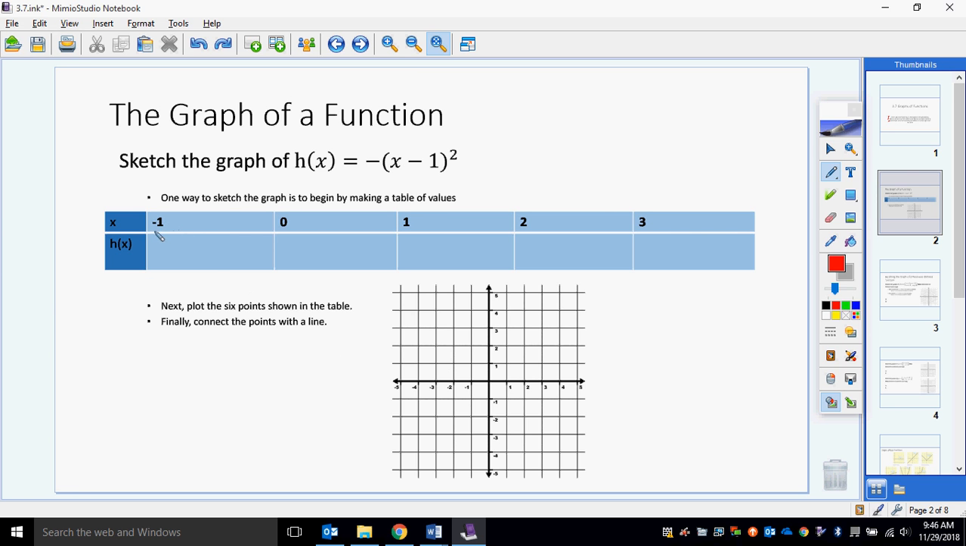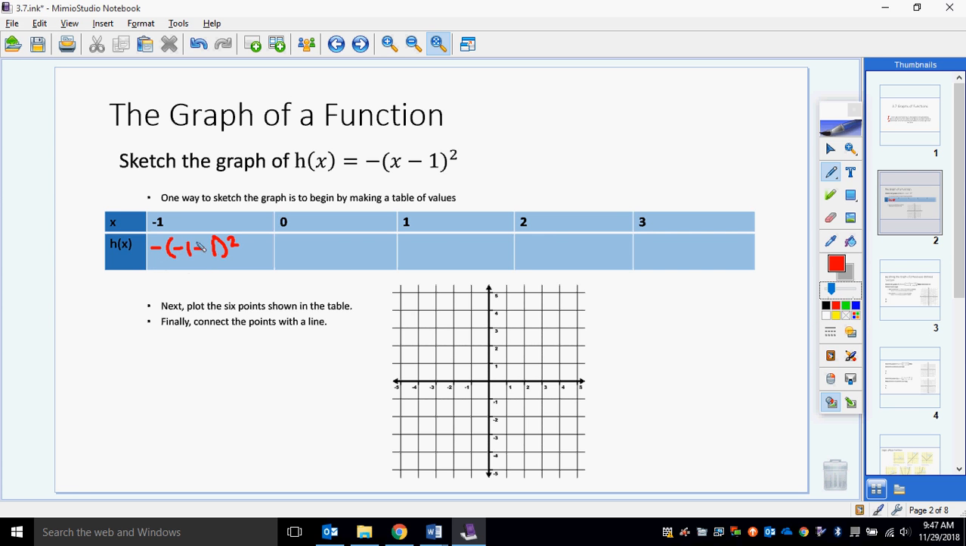So let's say we plugged in -1, 0, 1, 2, and 3. So we just get to pick any x that we want. These are the x's that I want to pick. So h of x, that means I'm going to evaluate it for -1. Okay, so that means I'm plugging -1 in and following order of operations to simplify.